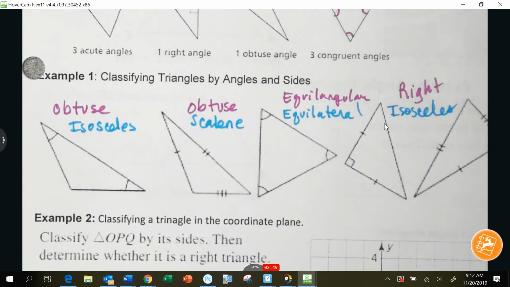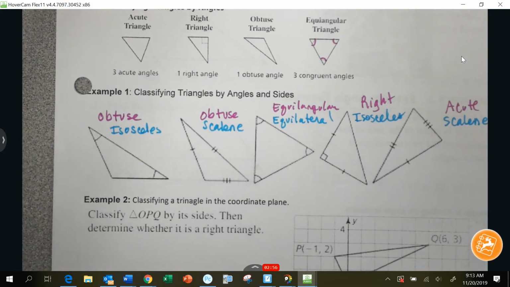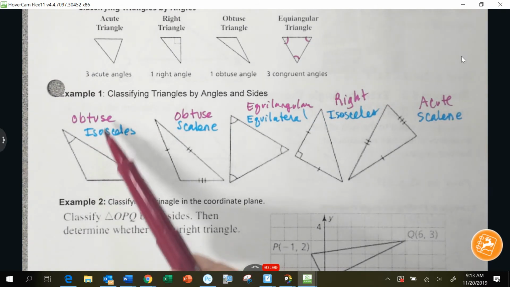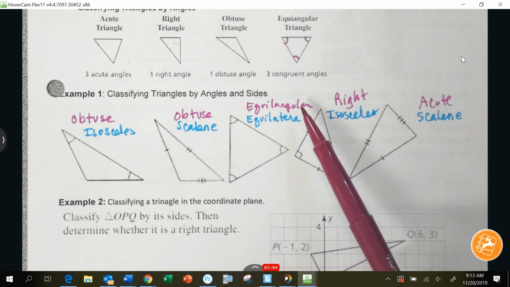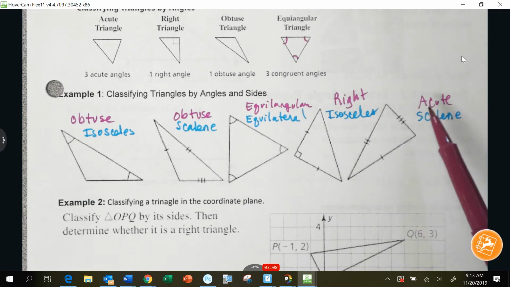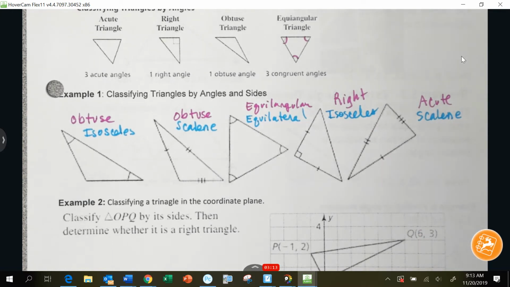So here's my answers that I got for the first 5. You can't see the third one, or the 5th one. Here we go. So I've got obtuse and isosceles. I have obtuse and scalene, equiangular and equilateral, a right and an isosceles, and acute and scalene. How'd you do? What'd you miss if you missed anything? Nothing? What'd you miss?